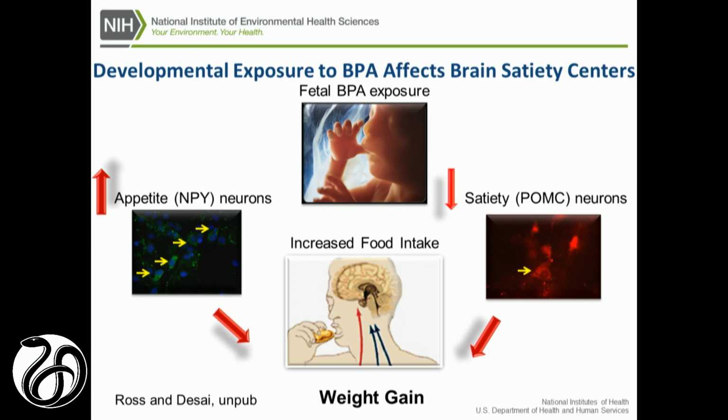We're also starting to see some more mechanistic focused studies, and this is some unpublished data from Ross and Desai that I think is very exciting. They use the same kind of paradigm, developmental exposure to BPA, and this is a different model. And in this model system, they see weight gain, but they also see increased food intake. So when they went and looked in the brains, they could see increased appetite neurons and a decreased number of the satiety neurons, giving you some idea of the site and possible mechanism whereby BPA could lead to increased food intake and therefore weight gain.